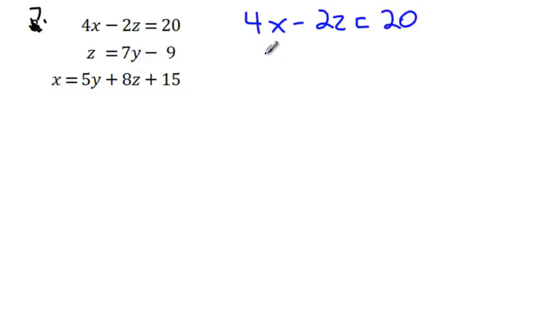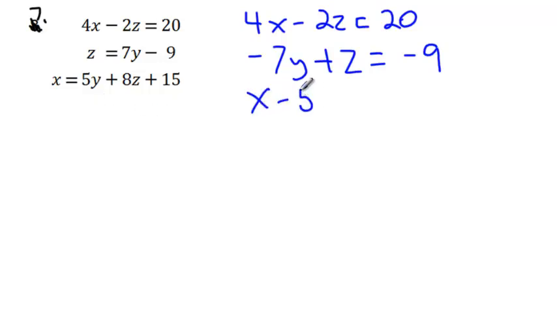On this one though, notice how the y is over here. We need to subtract it and put it in order, so we're going to have a negative 7y plus a z, and that equals negative 9. We have our constants on the right. And then this third example, so x minus 5y, notice what I'm doing. I'm subtracting the 5y over, bringing the 8z over, minus 8z equals a positive 15. All right, now that we have that, we can set up our matrices.